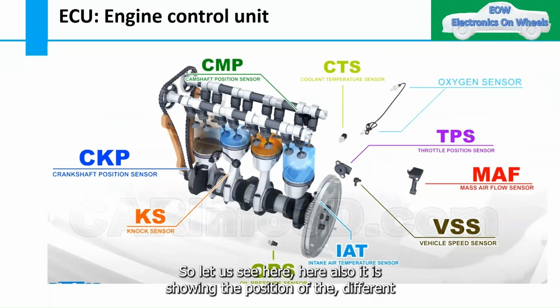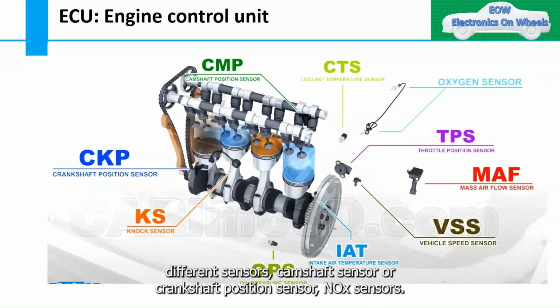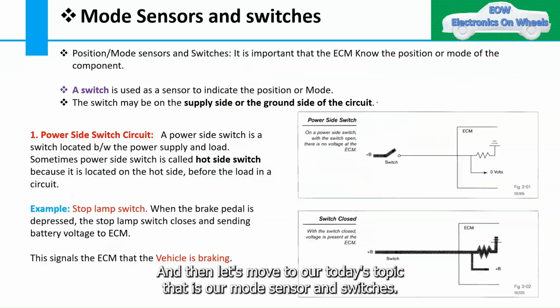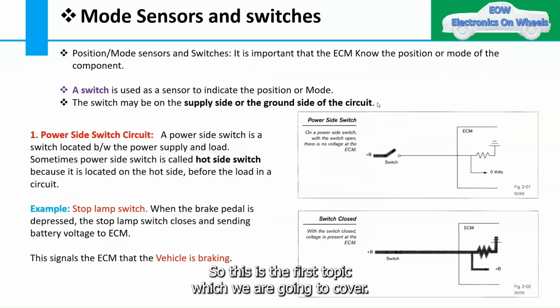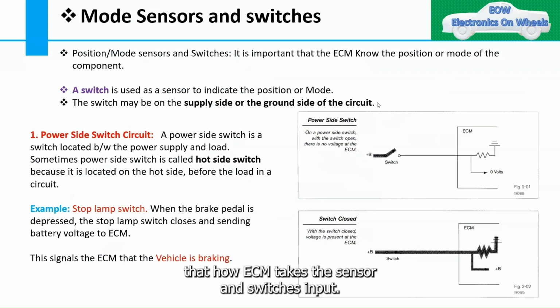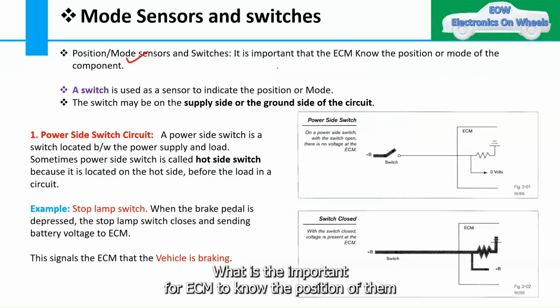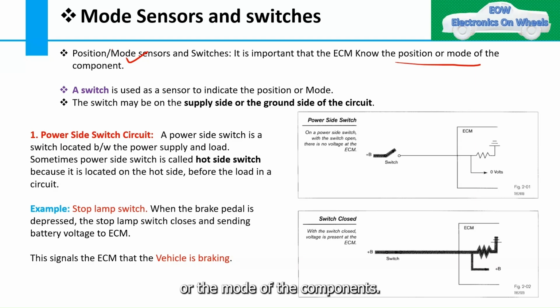So let's see, here also it is showing the position of the different sensors, camshaft sensor or crankshaft position sensor, NOx sensors. And then let's move to our today's topic, that is our mode sensors and switches. So this is the first topic which we are going to cover. In this particular topic we try to understand how the ECM takes the sensor and switches input, and why it is important for the ECM to know the position or the mode of the components.